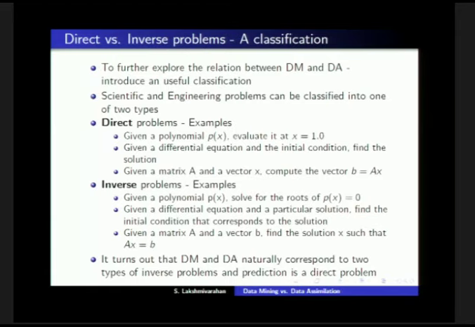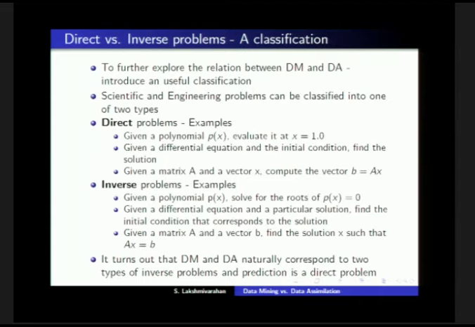It turns out that data mining and data simulation, as a class of problems, are inherently inverse problems. And to inverse problems, prediction is a direct problem. If I have a model, I can predict. You pull the model forward. But to be able to create the model from data, that's an inverse problem. Given a chosen model and the observations, to be able to estimate the parameters of the model, that's an inverse problem. So data mining, data assimilation, mathematically speaking, involves solving inverse problems.